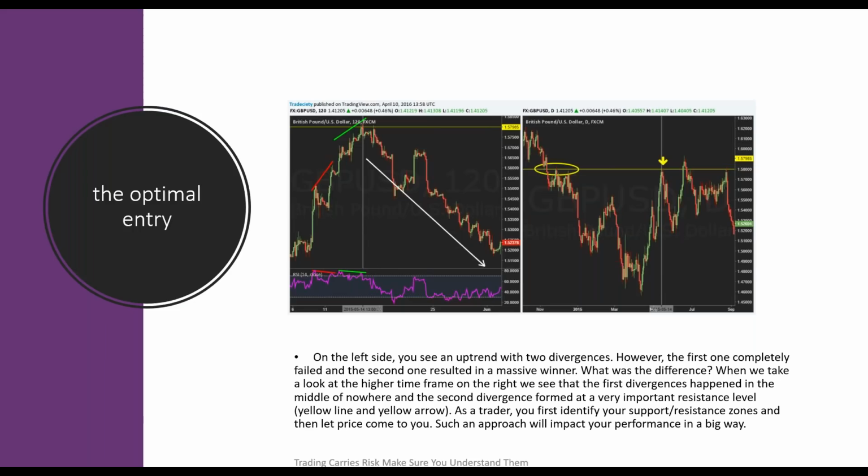So here on the left side, you see an uptrend with two divergences. However, the first one completely failed, and the second one resulted in a massive winner. What's the difference? Well, when we take a look at the higher time frame on the right, we see that the first divergence happened in the middle of nowhere, and the second divergence formed at a very important resistance level. As a trader, you first identify your support and resistance zones and then let price come to you. Such an approach will impact your performance in a big way.